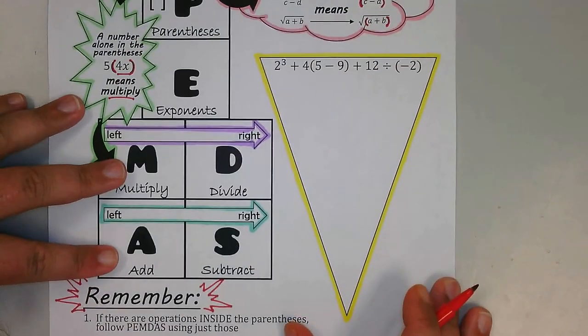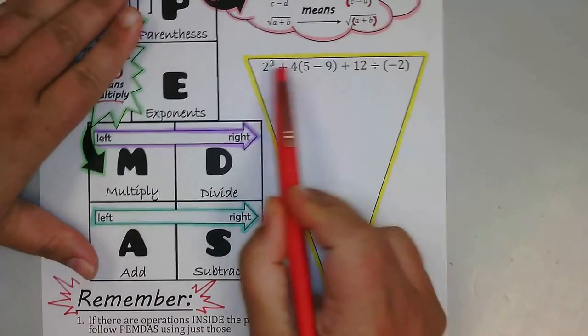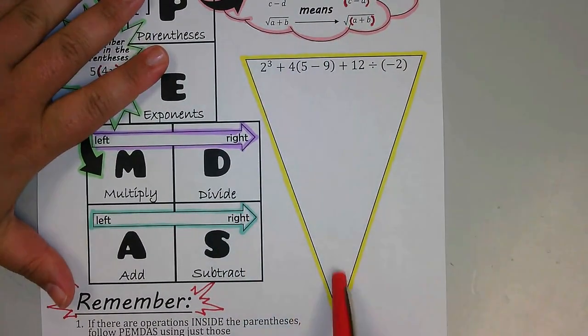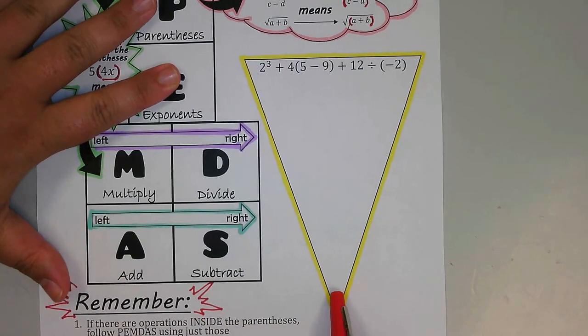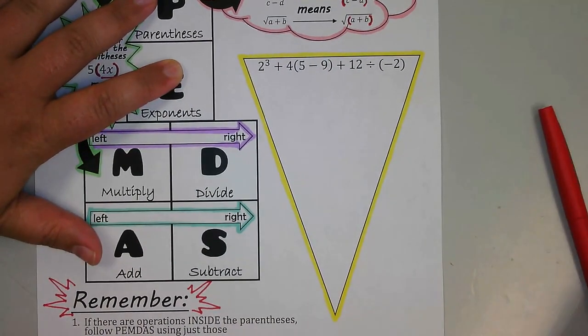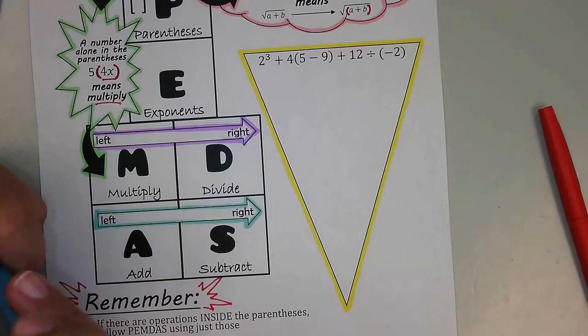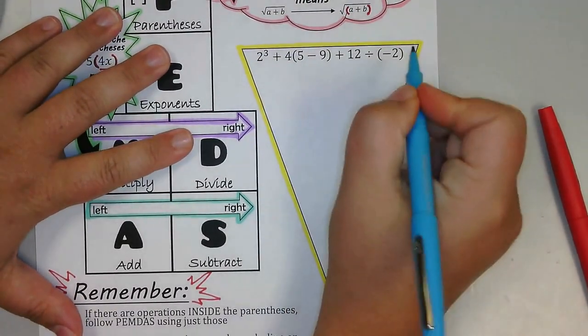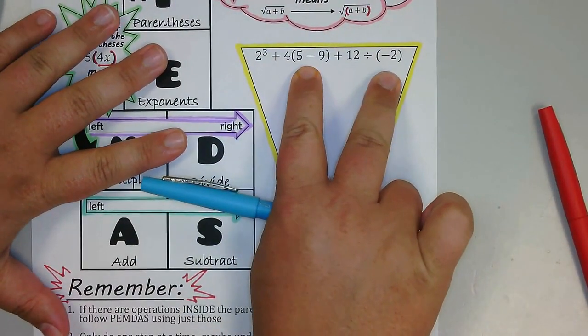So here is our example in this yellow triangle. It's shaped like this because it's going to start more complicated, and we should get down to one number at the end. So what I want to do is parentheses. So notice that I have two sets of parentheses here.